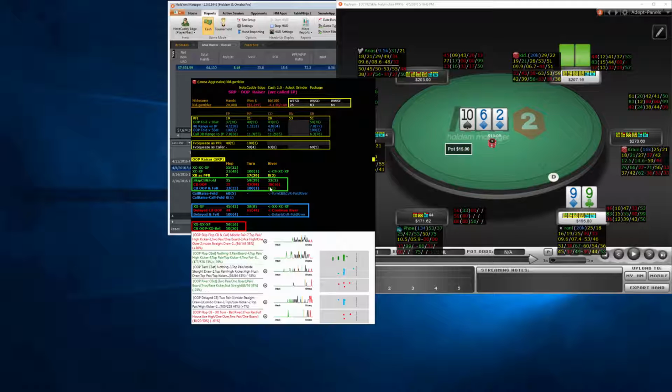On the river, we don't have a sample size as well, but I wouldn't raise. I just play normal. Nothing I can say about this statistic. So just play normal. He's c-betting low, so don't try to push him out of the hand. Okay.